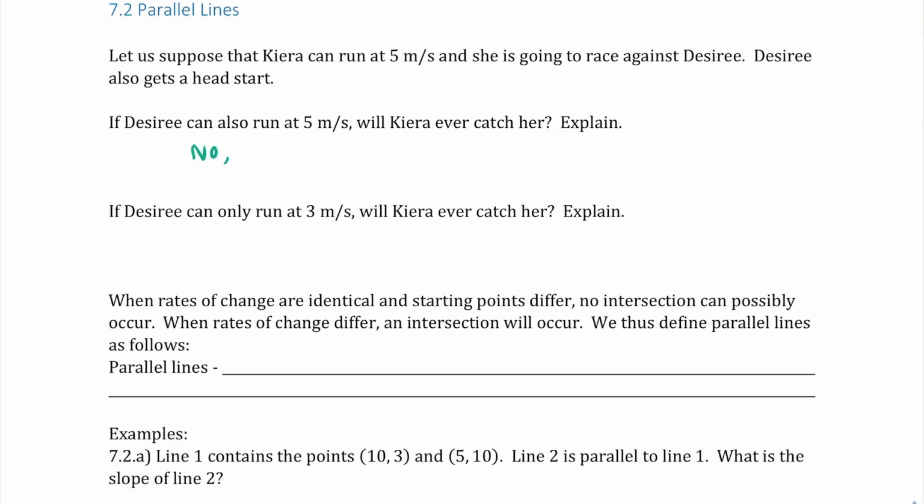Well, because if they're running at the same speed, but they start at different points, then the distance between them will be constant. So, at the same speed, the distance between them is constant.